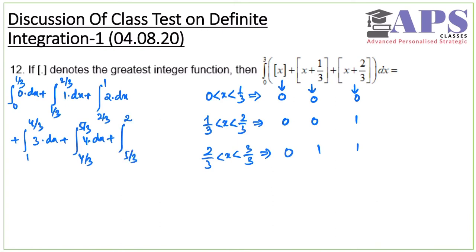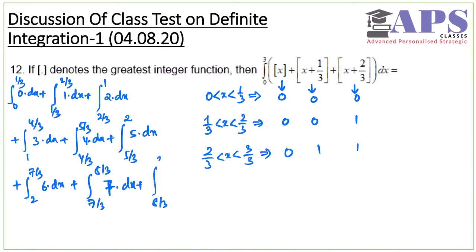which is 2, there we will get 5 into dx, and then again we will get 3 more, which is 2 to 7/3, 6 into dx, plus 7/3 to 8/3, that will be 7 into dx, plus 8/3 to 9/3, which is 3, will be 8 into dx. Okay, so now these integrations we can easily find, and we can get the answer as 1/3. If I take common, we will get 1 plus 2 plus 3 plus 4 plus 5, 6, 7, 8, up to 8 we will get.